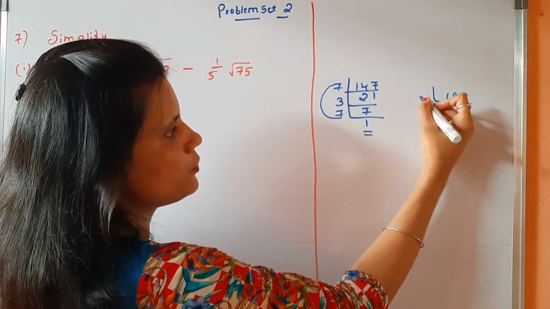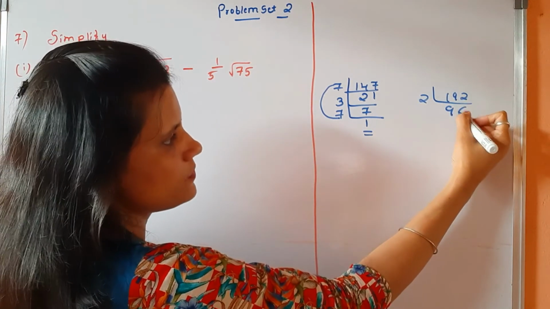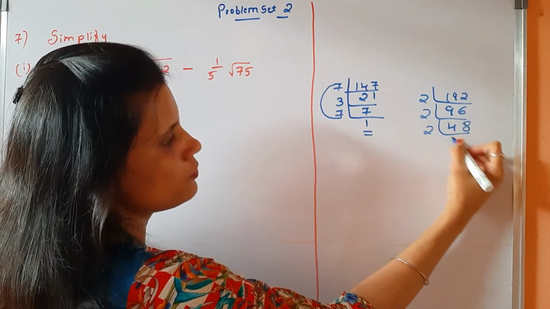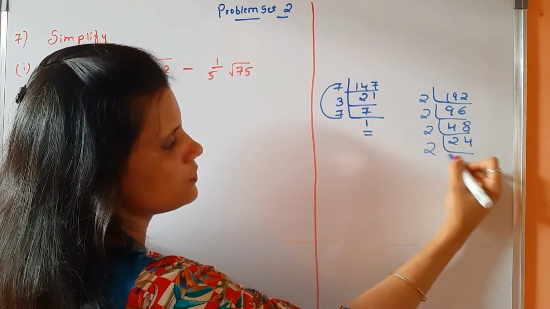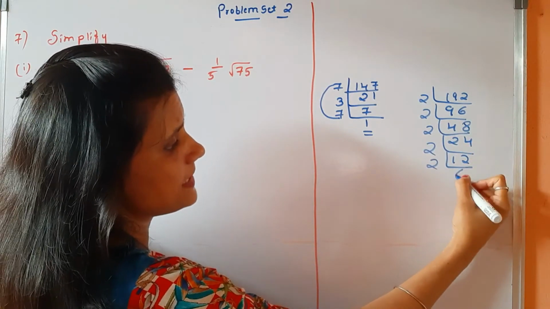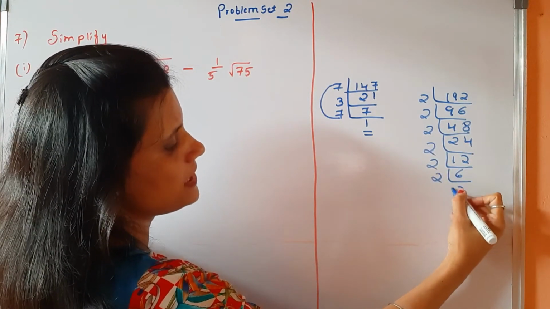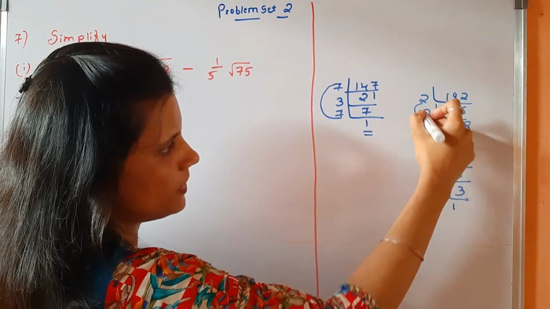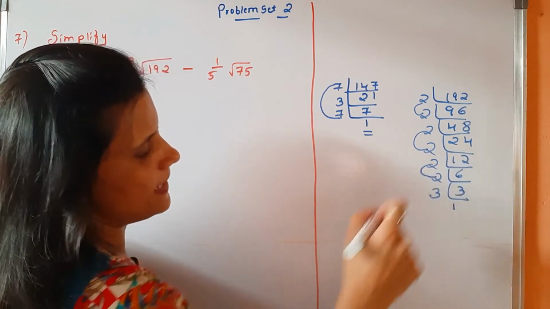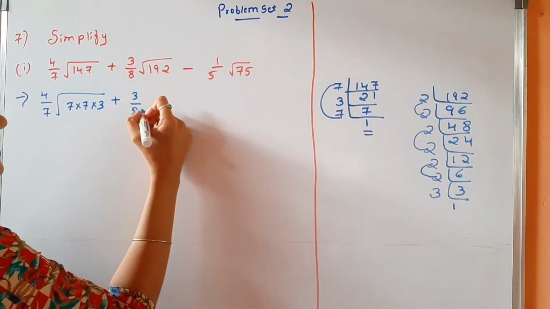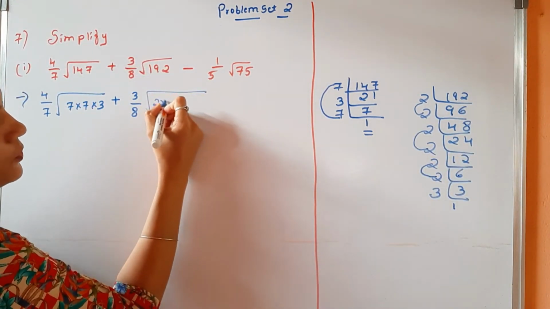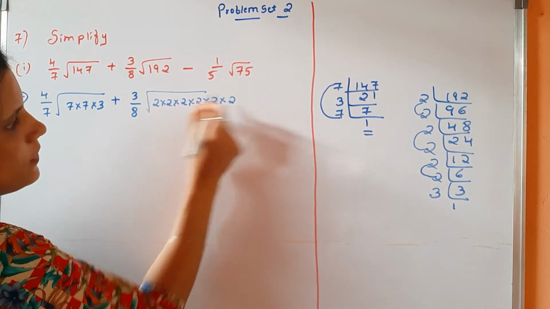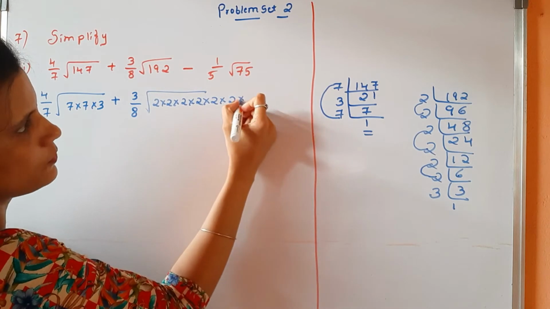192, start with 2. 2 9s are 18, 2 6s are 12, 2 4s are 8, 2 8s are 16, 2 2s are 4, 2 4s are 8, 2 12s are 24, 2 6s are 12, 2 3s are 6, 3 1s are 3. Okay, how many pairs हो गया? We got 3 pairs, that is 6 times 2 and 3. So let me write this one here. 2 2 2 2, 6 times I am writing. Okay, 1 2 3 4 5 6, into 3.